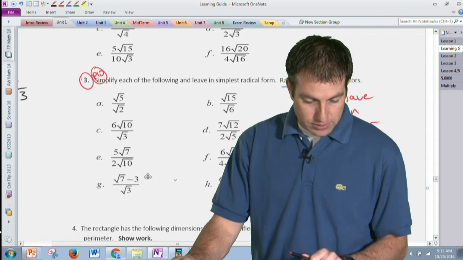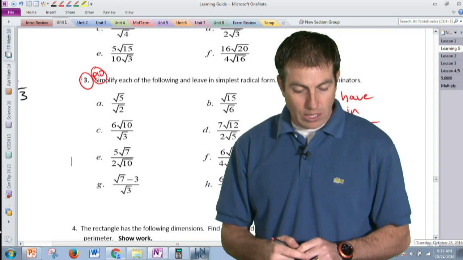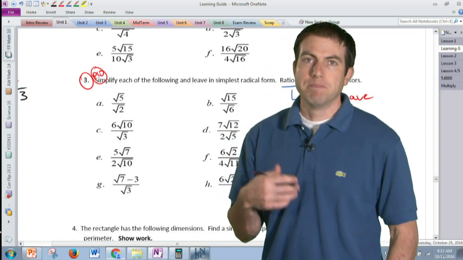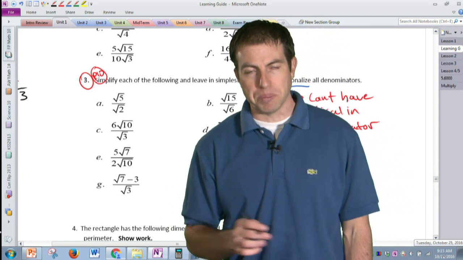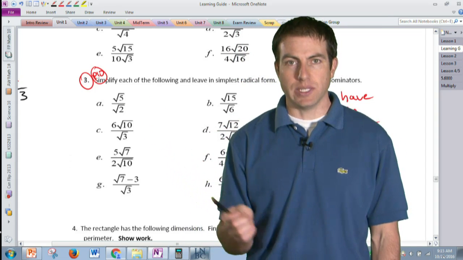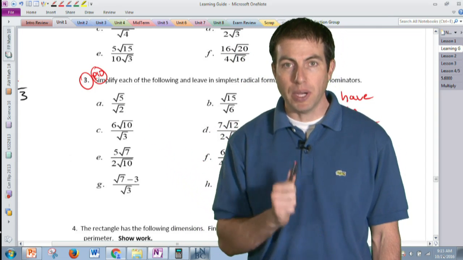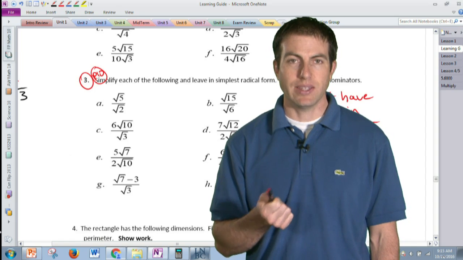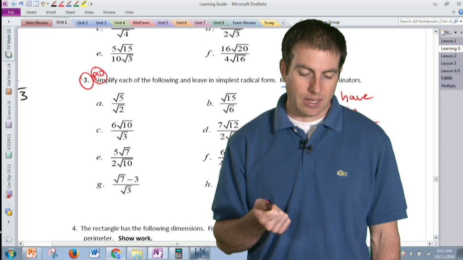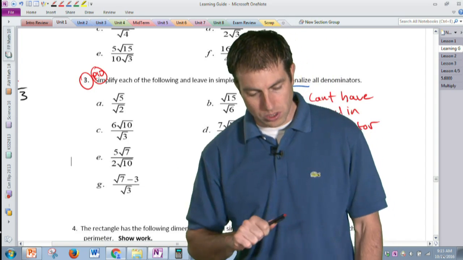All right, let's rationalize some denominators here. Root 5 over root 2. We need to get rid of the root 2 in the bottom. Now, we can't just get rid of root 2. It's there. We're dividing by root 2. But we can get rid of the radical sign, and there's a trick. I'll show you what that looks like.